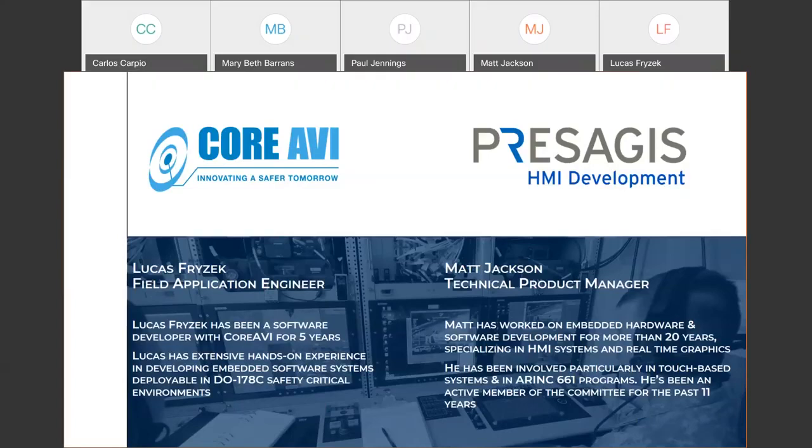Matt Jackson from Presagius is a technical product manager for the embedded graphics products of Presagius. Prior to his current role, he was a consultant who worked for years on various aircraft developing software and deploying systems in real aircraft, looking at how they worked, and has specialized in this kind of area. Particularly been involved in touch-based systems and in ARINC 661 system, and has been an active member of the ARINC 661 committee for the last dozen years.